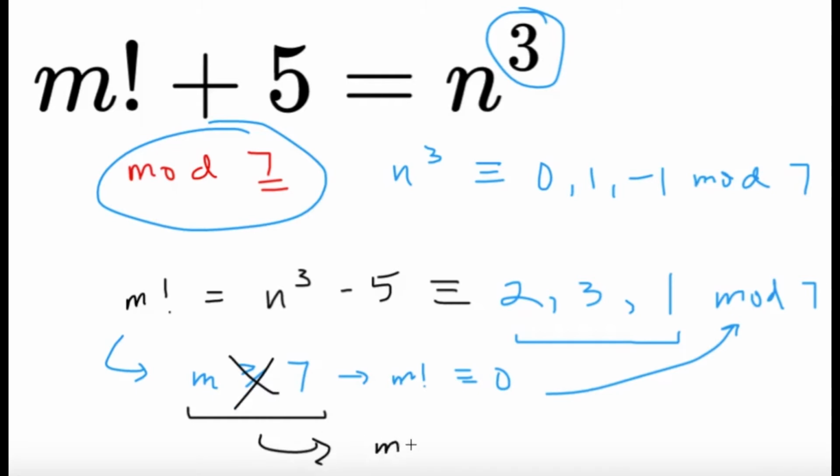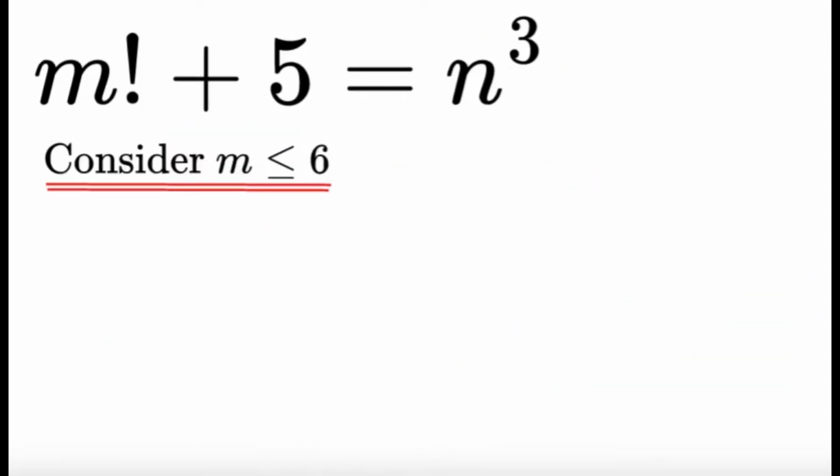So we have to consider values of m less than 7, that is, m less than or equal to 6. Now it's just finitely many cases to check, and we just have to substitute m equals 1, 2, 3, 4, 5, and 6, and check for n. Alright, let's do it one by one.